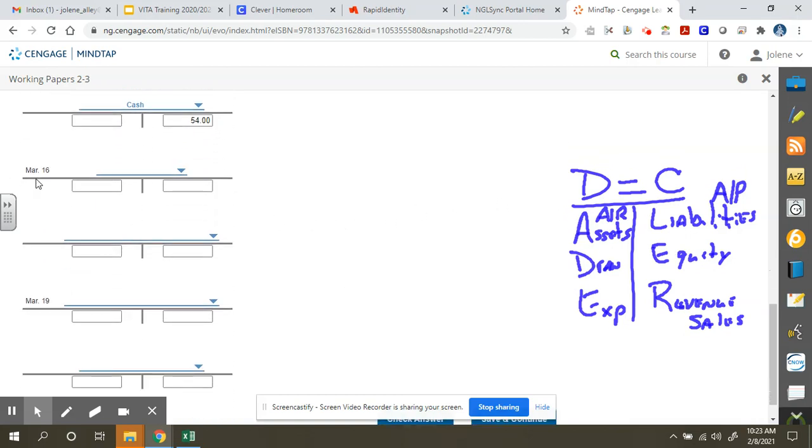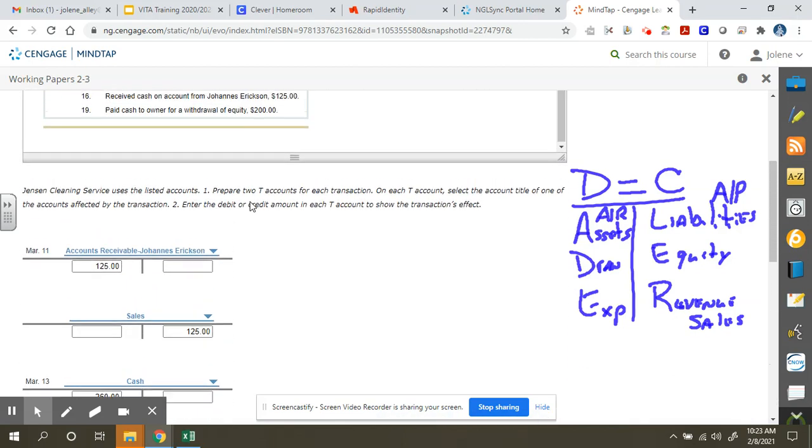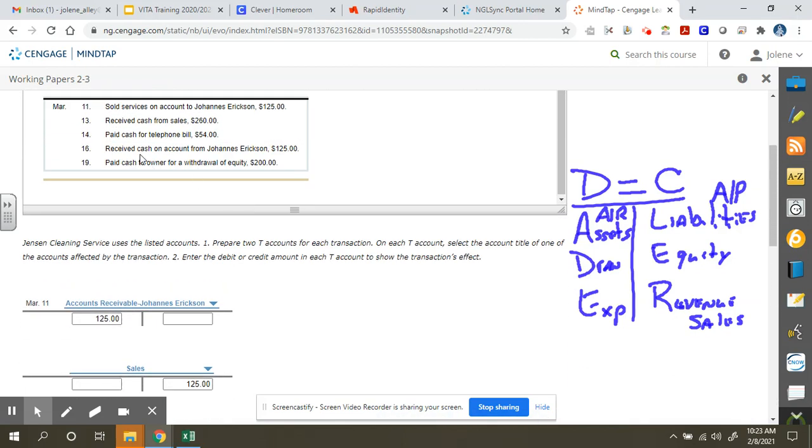Then we go to March 16th. Received cash. We like that. We like receiving cash. And it's on account from Johan Eriksson. So remember this first one up here on the 11th? We sold services to Johan for $125, and he said, with the on account thing, I'll pay you later. Well, later is now on the 16th. Received cash. Cash is an asset. Cash is increasing because it says received. So I have to put cash under debit.